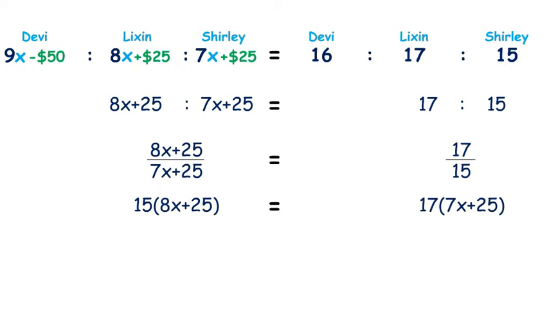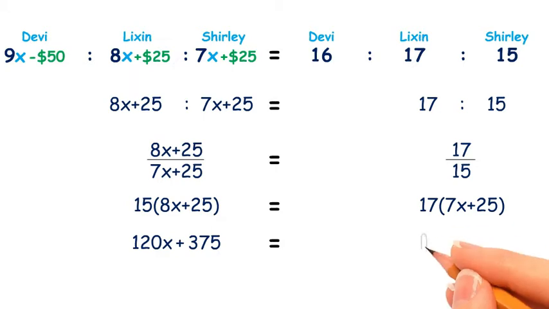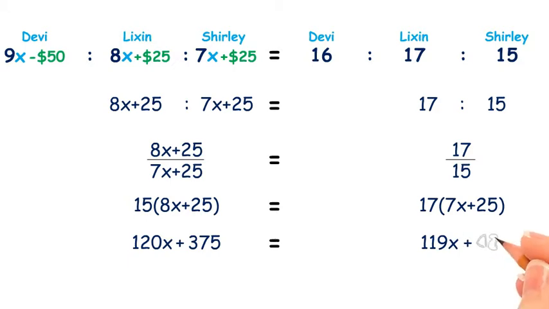15 times 8x equals 120x, plus 15 times 25 equals 375. 17 times 7x equals 119x, plus 17 times 25 equals 425. Combine like terms.